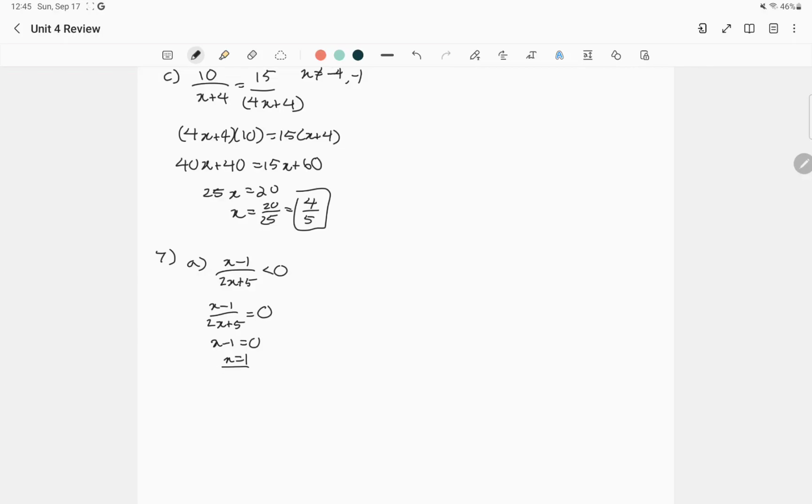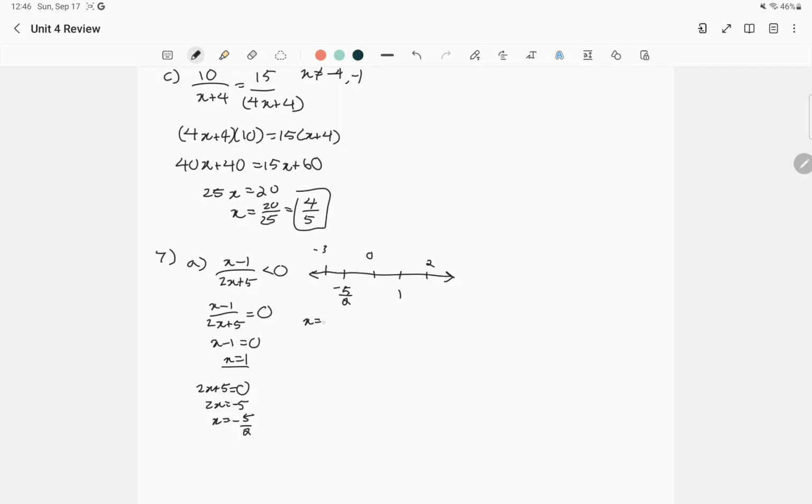The next one is vertical asymptotes, where x can't exist in the bottom. So we have 2x plus 5 equals 0, 2x equals negative 5, x cannot be equal to negative 5 over 2. So we're just going to do that on our number line. Our first point is negative 5 over 2, and then the next one is going to be 1. So we can test a bunch of points.